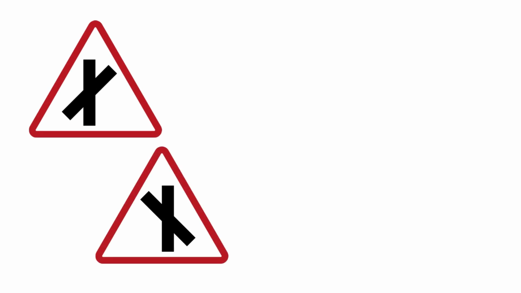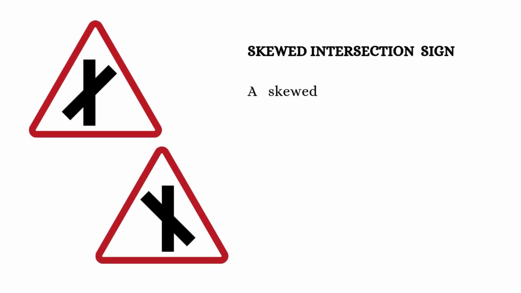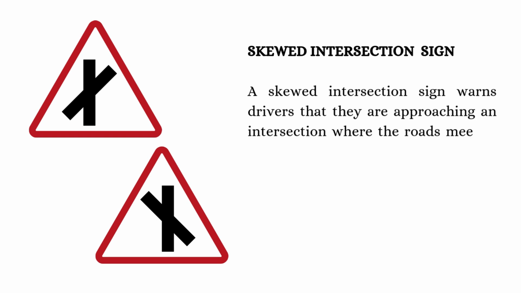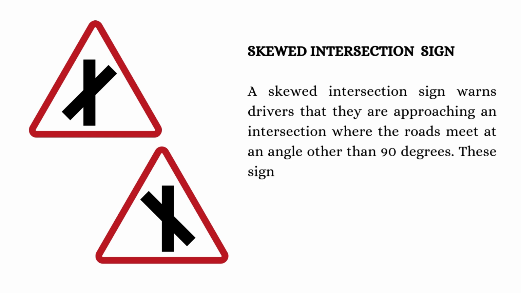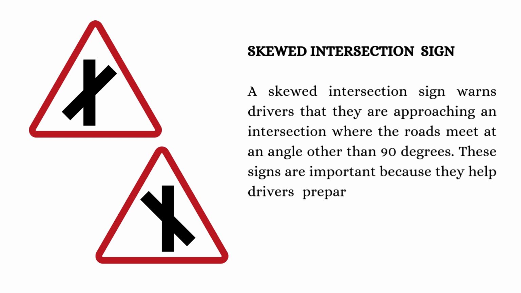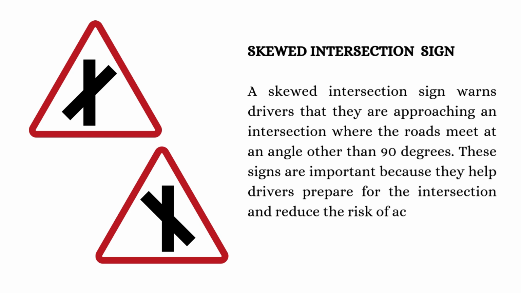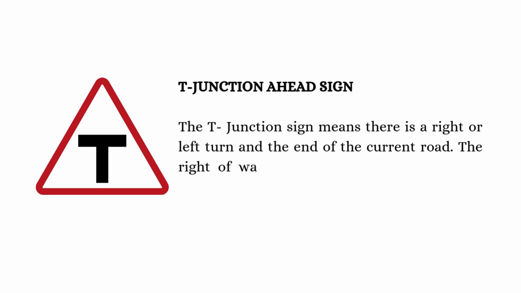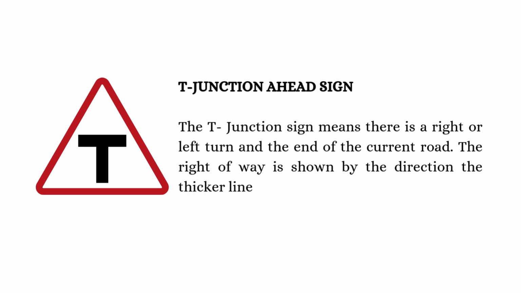Skewed intersection sign. A skewed intersection sign warns drivers that they are approaching an intersection where the roads meet at an angle other than 90 degrees. These signs are important because they help drivers prepare for the intersection and reduce the risk of accidents. T-junction ahead sign. The T-junction sign means there is a right or left turn at the end of the current road. The right-of-way is shown by the direction the thicker line is pointing.